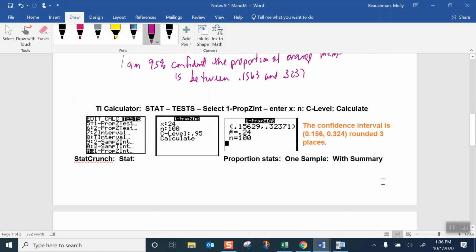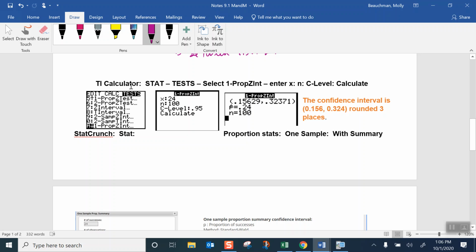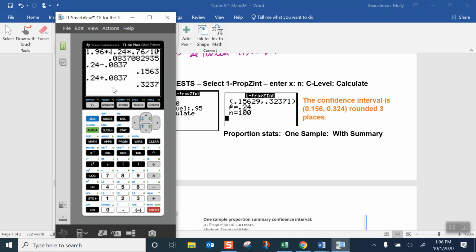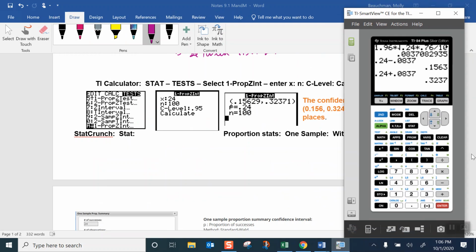We can calculate it on the calculator. This one is a proportion, so this is a 1 proportion Z interval. On the calculator, we're going to hit stat. Let me clear it out. Stat, over to tests. This is a 1 prop z interval. We want to know x, how many M&Ms, and n, out of a bag of 100. Our confidence level is 0.95. Calculate, and notice we get the same thing using technology that we did up above.